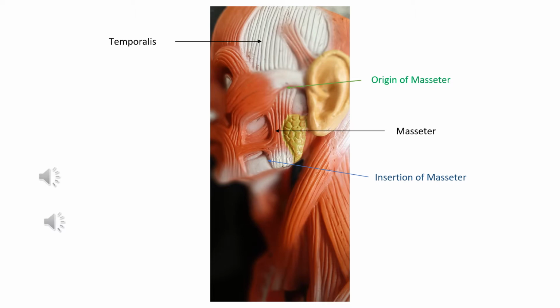This is the temporalis. Its main actions are to elevate the mandible, and the posterior fibers of the temporalis retract the mandible.